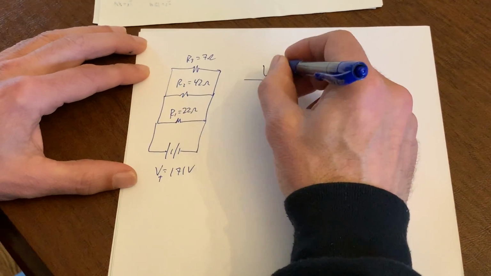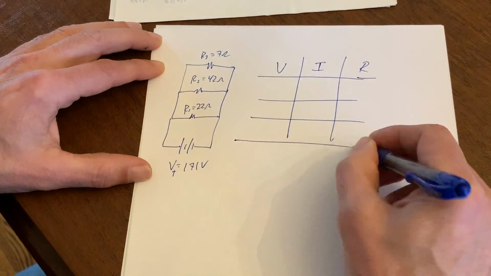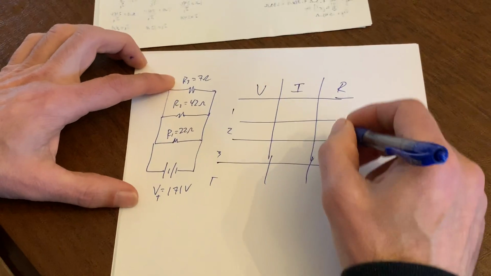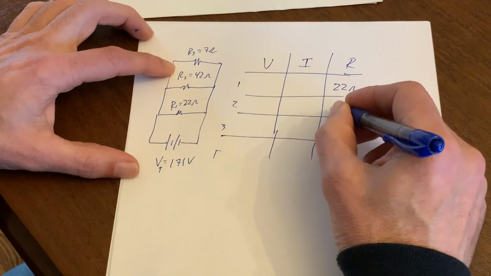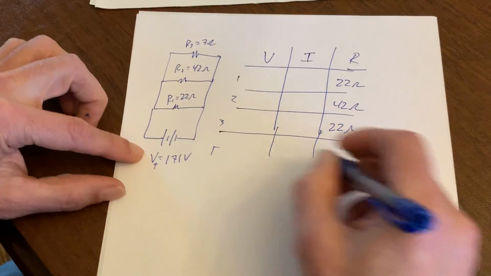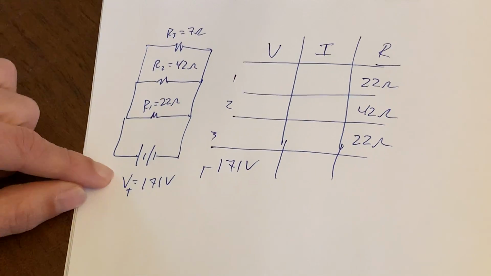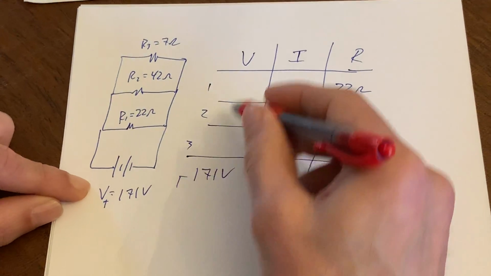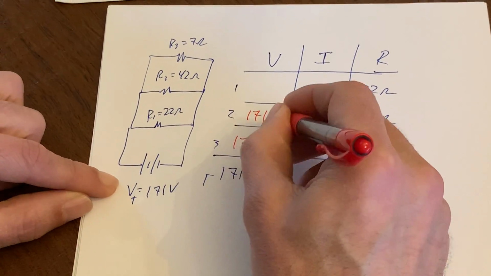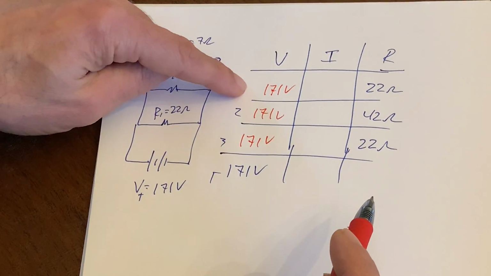Okay, so what do I have? V, I, R, right? 1, 2, 3, total. So what do I got here? 22 ohms, 42 ohms, 7 ohms, 171 volts. All right, we're going to take the easy way here, right? Why don't we do this guy right here? So 171, 171, 171, right? That's because in a parallel, these are all the same.